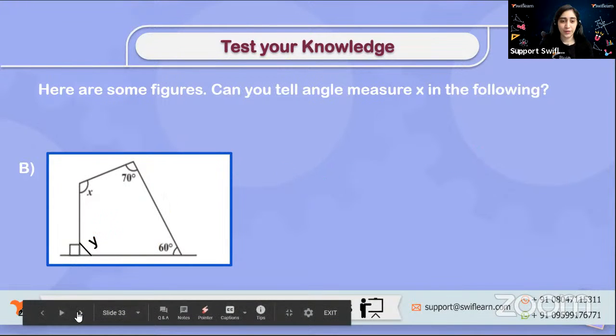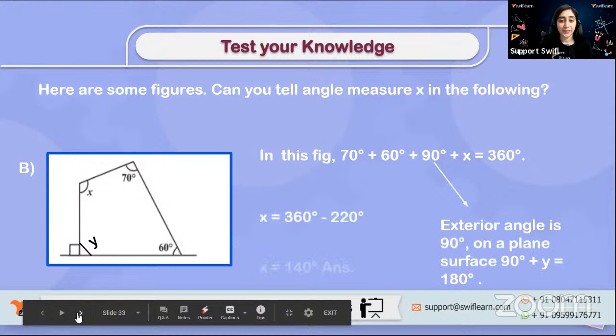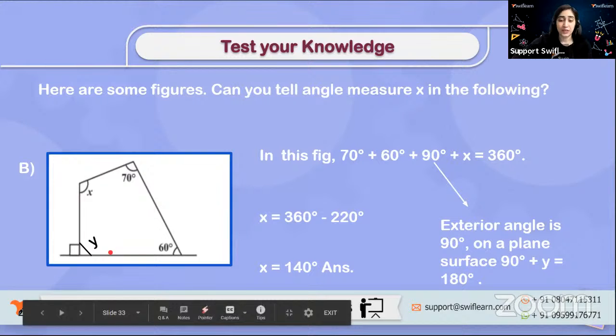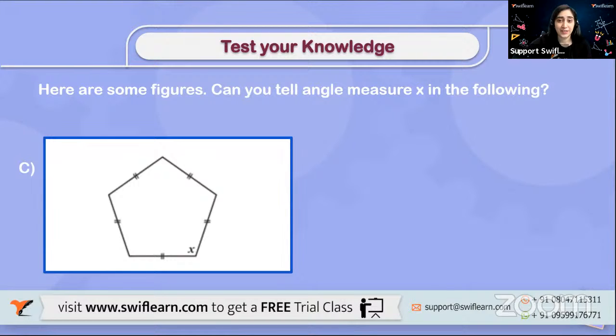Okay, so the value of x will be 90 degrees. Clear? We got x because the external angle is 90. We know it's a plane surface, so this should be 180 degrees. So 180 minus 90 comes out to be 90 degrees. Great. Well done, Mohit. Moving on to the next one.